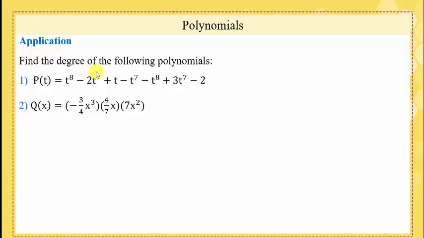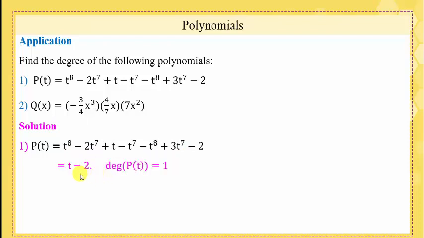Application. Find the degree of the following polynomials. Please pause the video and try to solve it. Solution. Part 1. To find the degree of this polynomial, we must reduce the like monomials first to get t minus 2, and then the degree is 1 since it is the greatest degree.